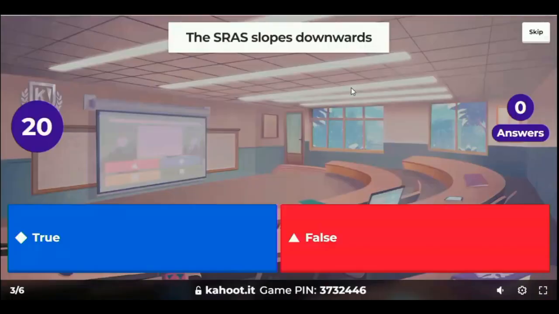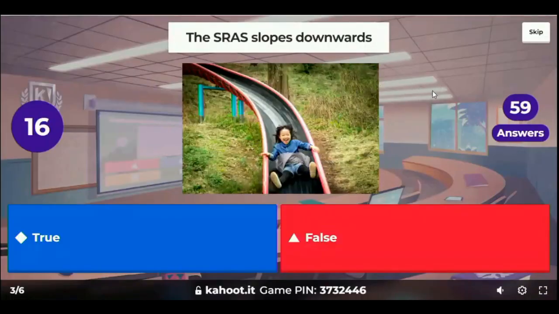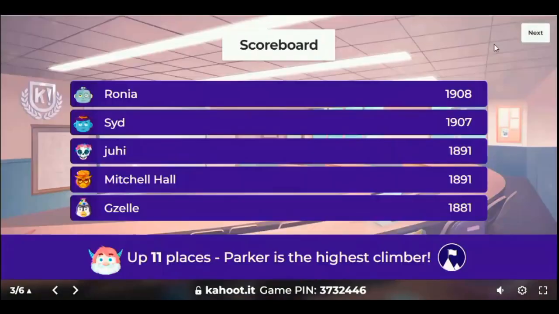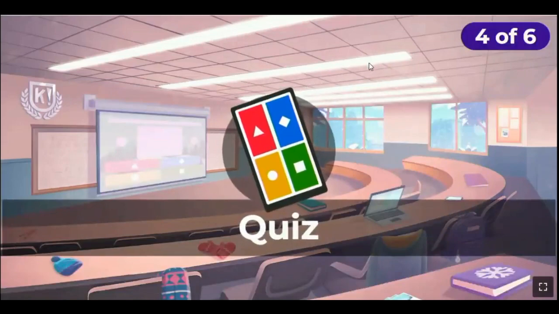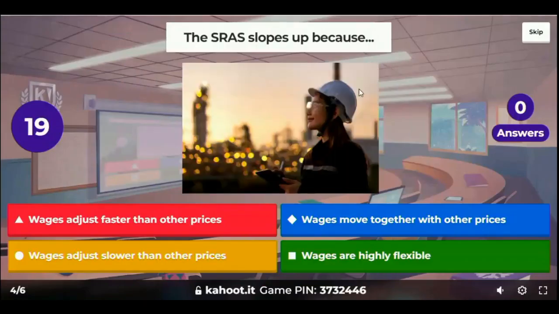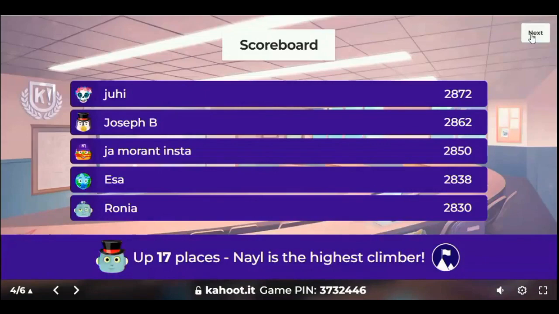The short run aggregate supply slopes downwards. True or false? Is of course false. It slopes upwards. Almost there. The short run aggregate supply slopes up because what? Wages adjust faster than other prices, slower than other prices, together with other prices, or are highly flexible. Remember, wages are sticky. They adjust slower than other prices.